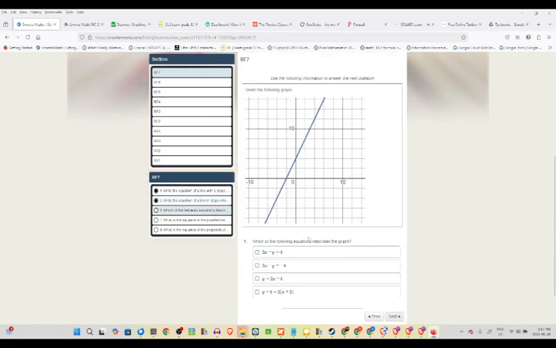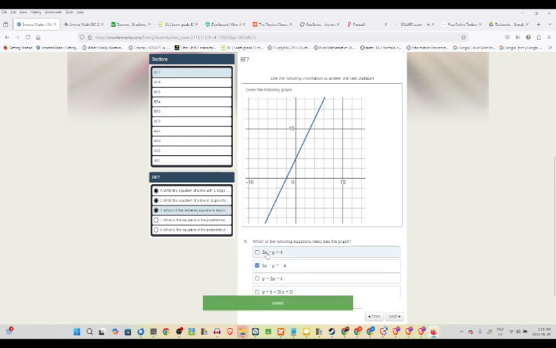So which of the following describes the graph? We note that this goes up to 10, but there's only 5 lines. So each line represents 2. So when x is 0, y is positive 4. That is true of B. And looks like B only.